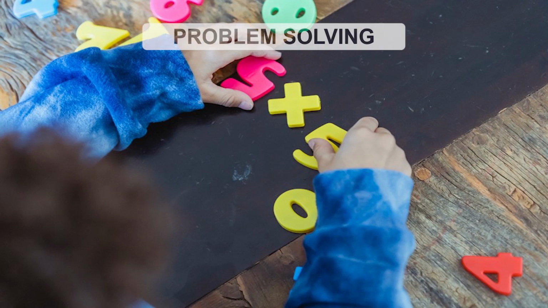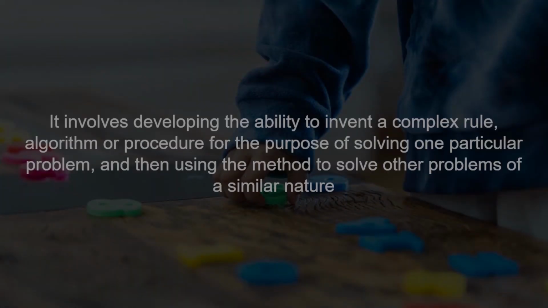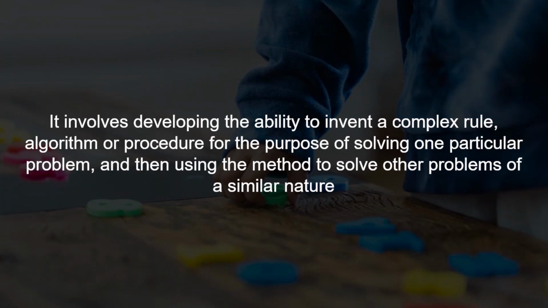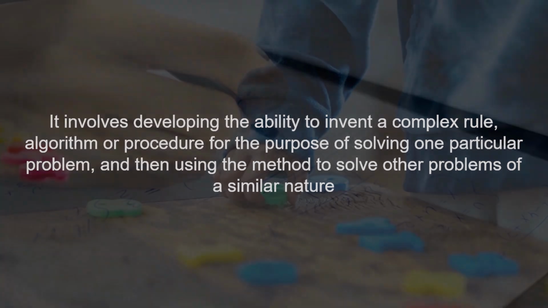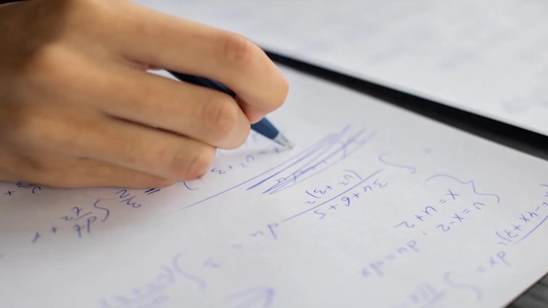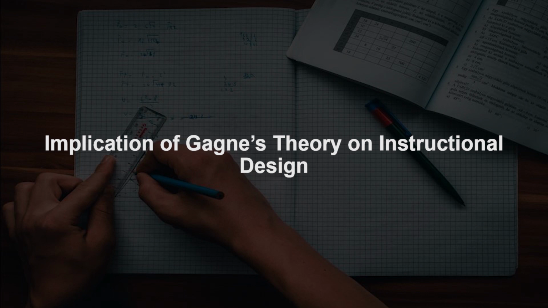And the last hierarchy of learning is problem solving. This is the highest level of cognitive process according to Gagne. It involves developing the ability to invent a complex rule or a procedure for the purpose of solving one particular problem and then using the method to solve other problems of a similar nature. So when the learner is able to solve a problem by adopting different processes and strategies, that becomes an example of problem solving. So next we are going to discuss the implication of Gagne's theory on instructional design.